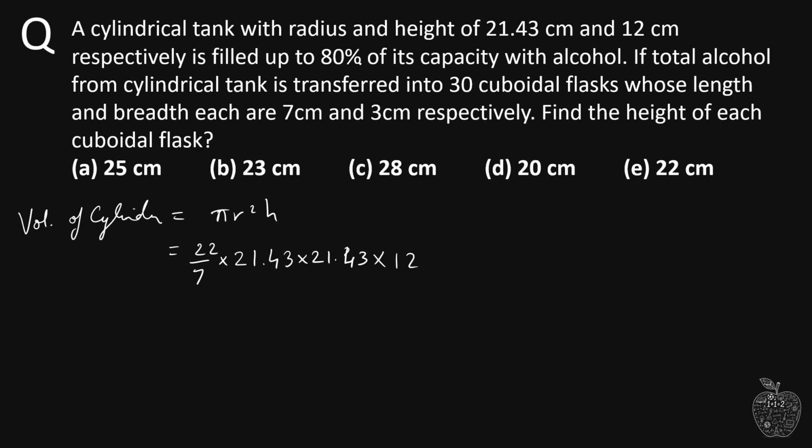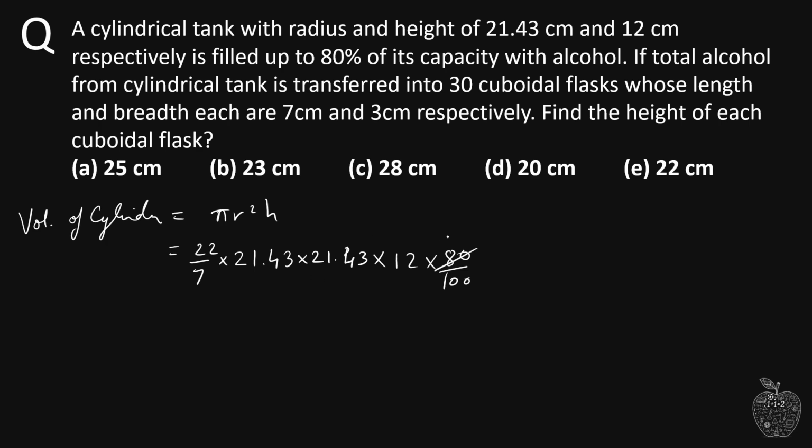All right, now this is 100% of the volume, but we are told that the cylindrical tank is filled up to 80% of the capacity. So this is 100%, but only 80% of this cylindrical tank is filled. So we'll multiply this by 80 by 100. Now let's see how much alcohol is there in this cylindrical tank.